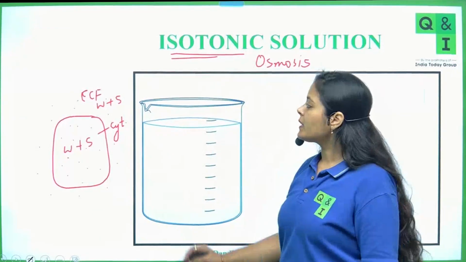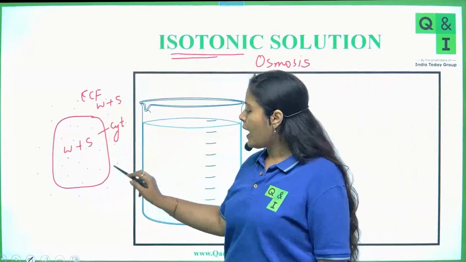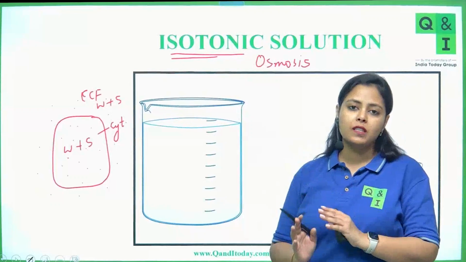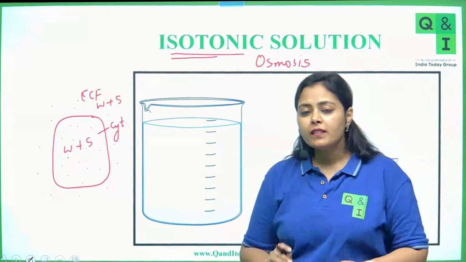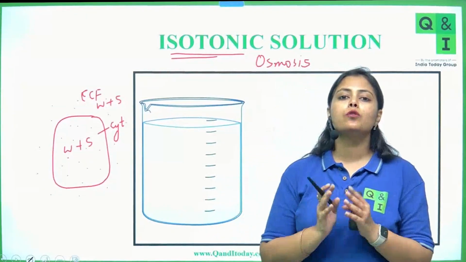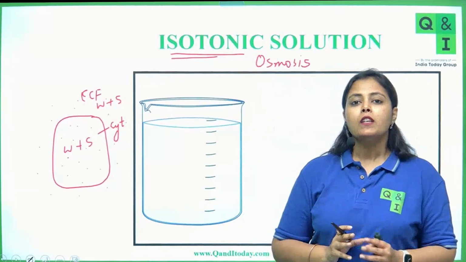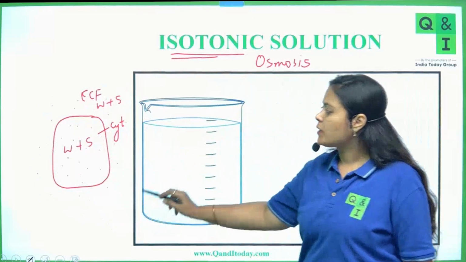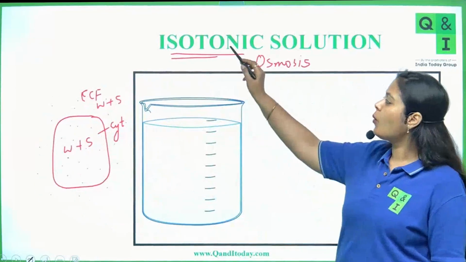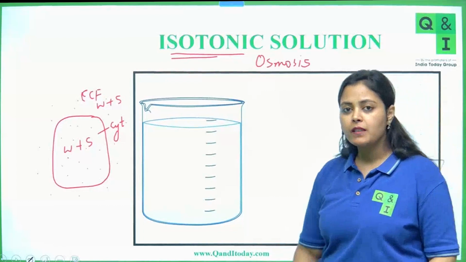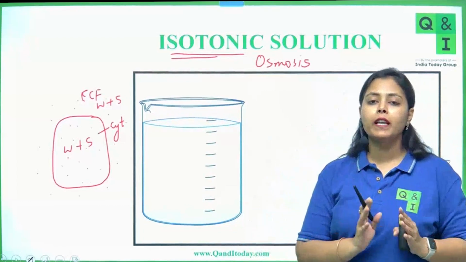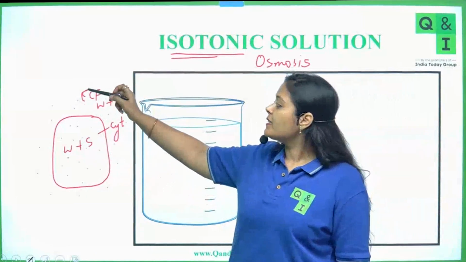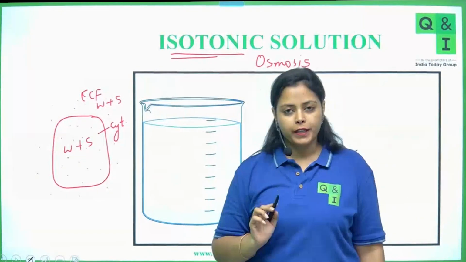Okay. Now see this. Whenever water has to undergo osmosis across the plasma membrane, always consider the concentration of the surrounding solution as well. Okay. Now see this. When the cell is placed in an isotonic solution, what do we mean by isotonic? Isotonic means that the concentration of water and solutes is the same in the cytoplasm as it is in the extracellular fluid. Got it?